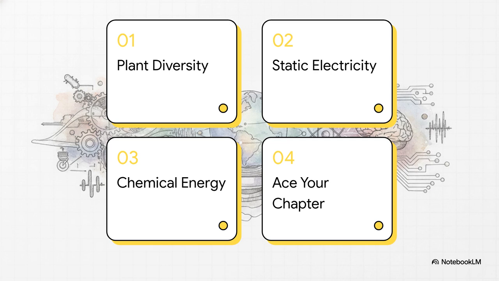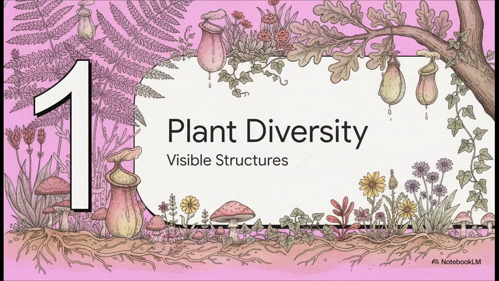And today, we are going to expose exactly how they work. So, here is our study plan for today. First, we'll uncover the secrets of plant diversity. Second, unlocking static electricity. Third, the power of chemical energy. And finally, acing your next chapter. All right, let's jump straight into part one, secrets of plant diversity.